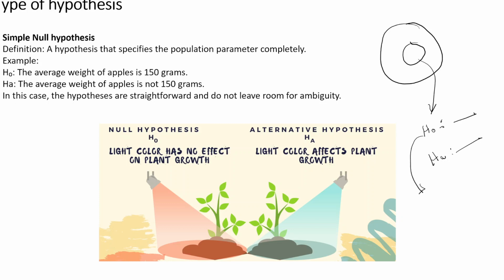If the test statistic for the H naught is less than the significance level alpha for the one tail test, or if it is a two tail test, make it alpha by 2, then in that case we reject H naught. So this is the simple procedure for the simple null hypothesis.